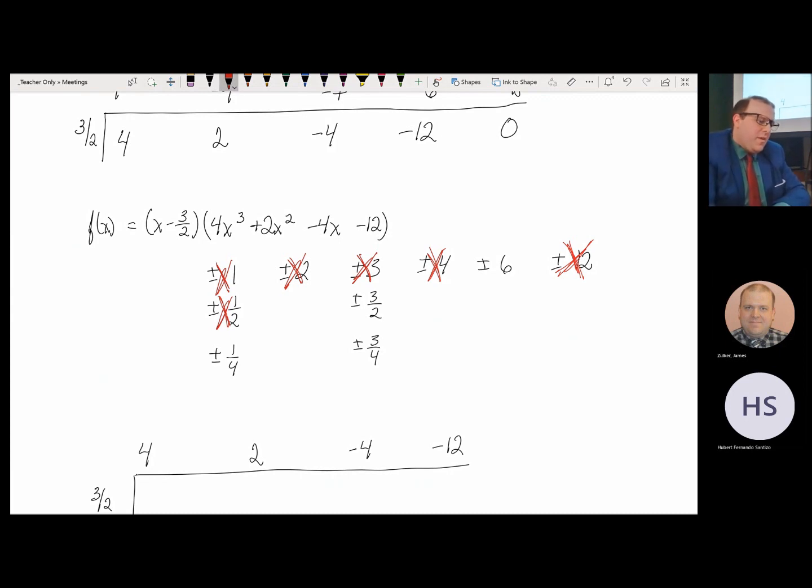Well, remember what we're doing is we're doing P over Q. Factors of the constant, which are 1, 2, 3, 4, 6, and 12, over factors of the leading, which are 1, 2, and 4. This first row are the factors of the constant divided by 1. Second row would be factors of the constant divided by 2, without writing repeats, because that's a factor of the leading coefficient.